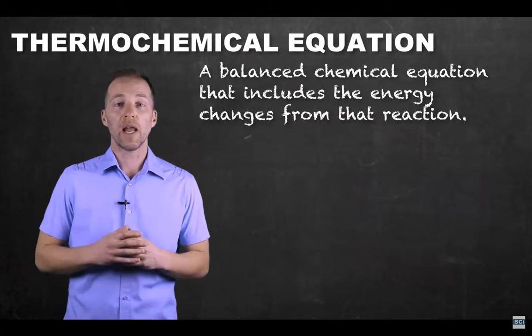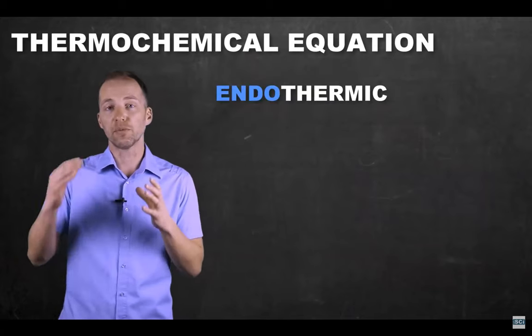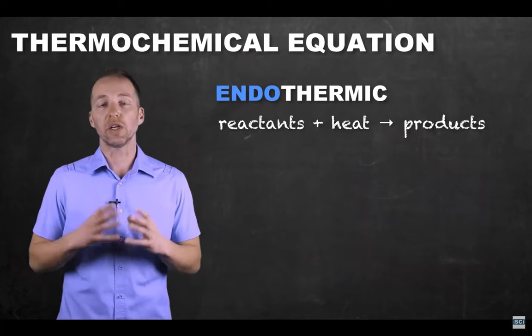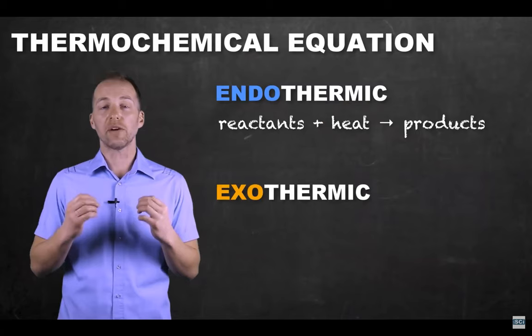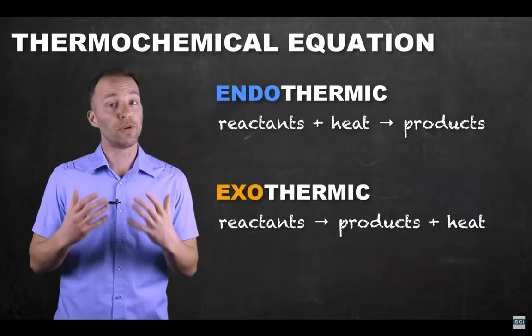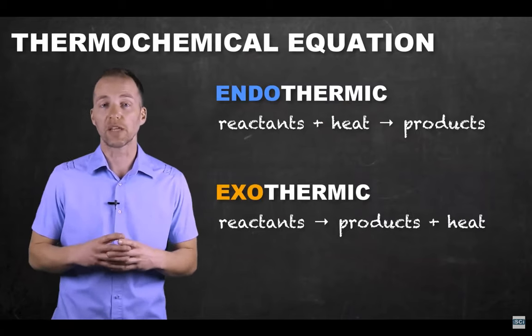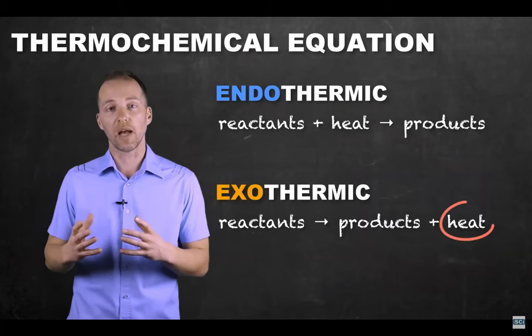So for an endothermic process where energy is put in, we see this energy included on the reactant side. For an exothermic reaction in which energy is going to be released or produced as a result of this chemical reaction, we're going to see it on the product side.